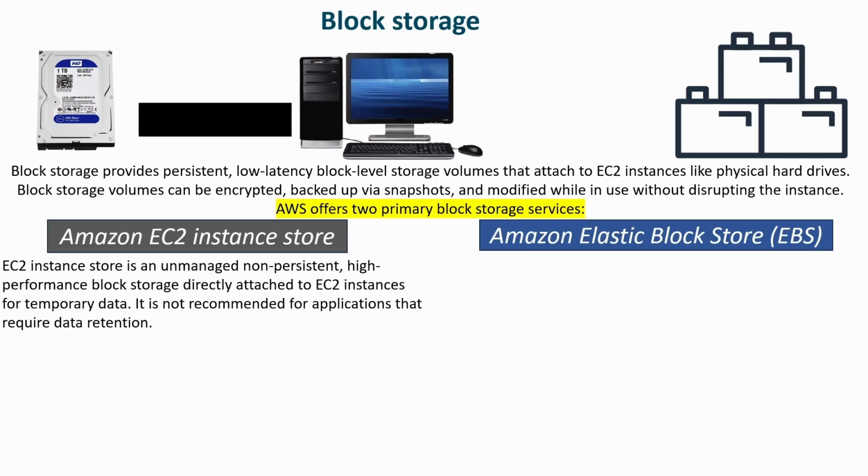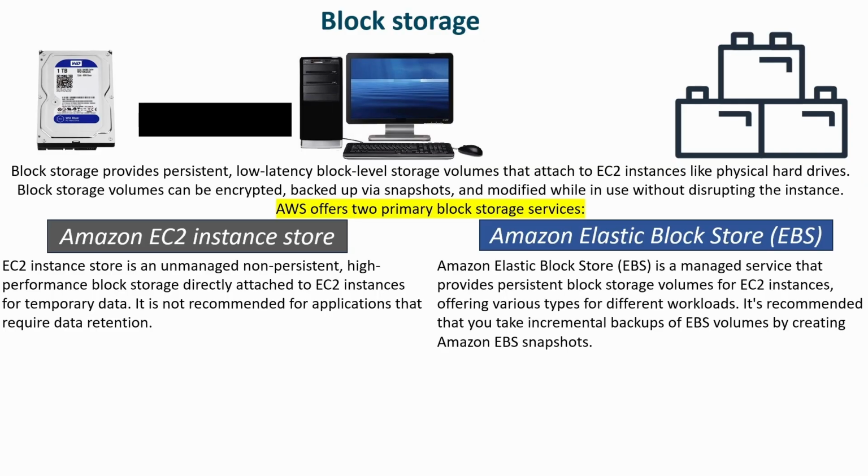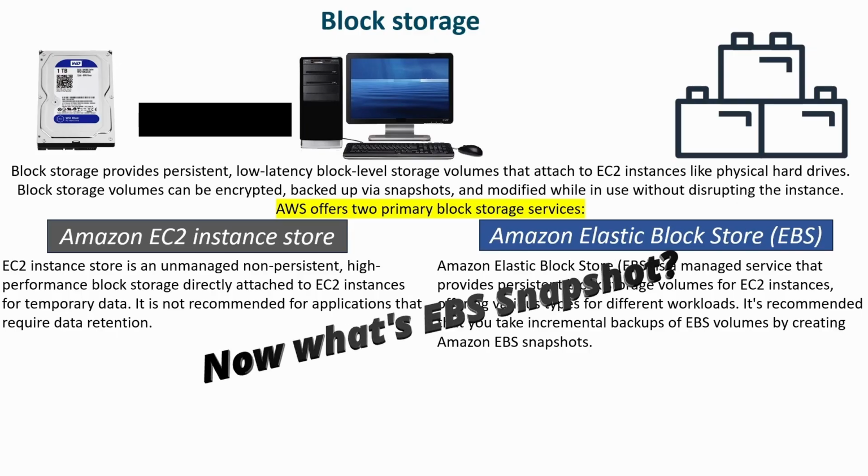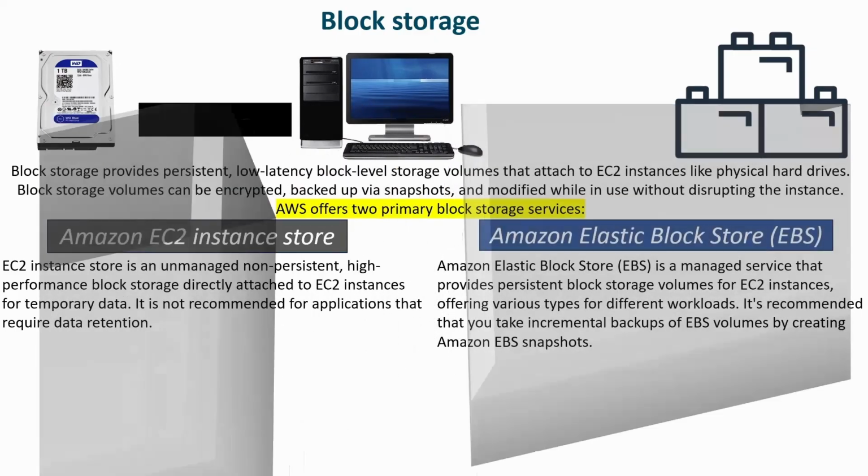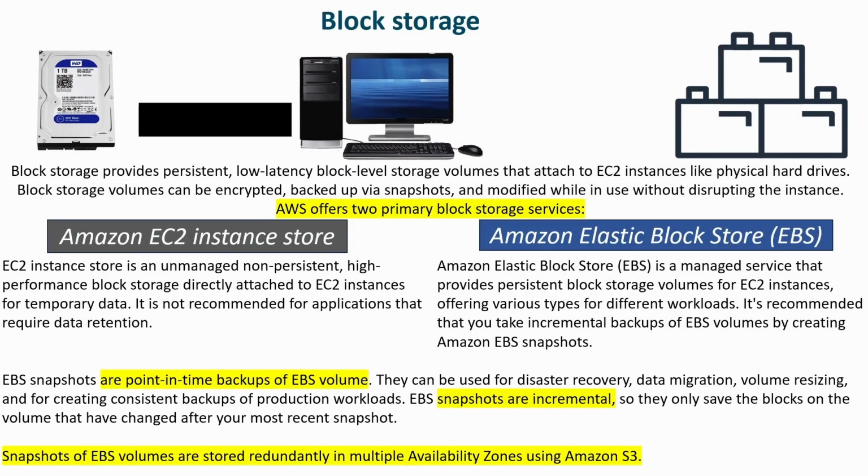Definition goes like: Amazon Elastic Block Store is a managed service that provides persistent block storage volumes for EC2 instances, offering various types for different workloads. It's recommended that you take incremental backups of EBS volumes by creating Amazon EBS snapshots. Now, what's an EBS snapshot? EBS snapshots are point-in-time backups of EBS volumes. They can be used for disaster recovery, data migration, volume resizing, and for creating consistent backups of production workloads.